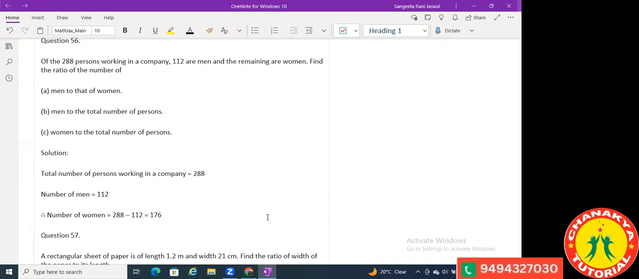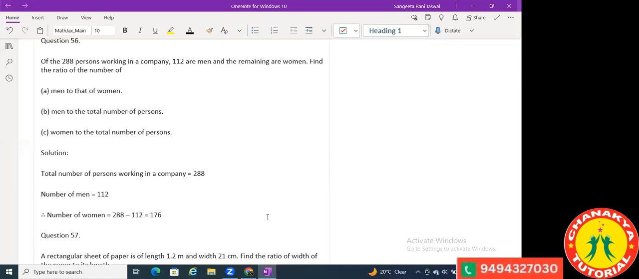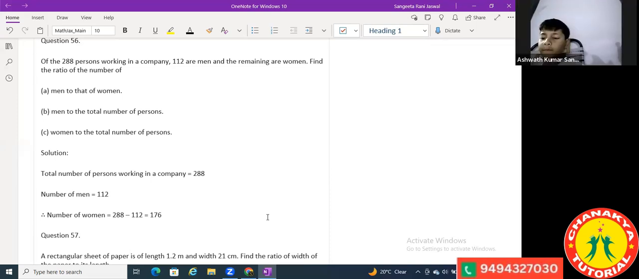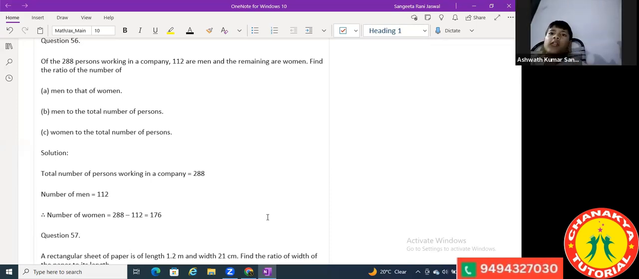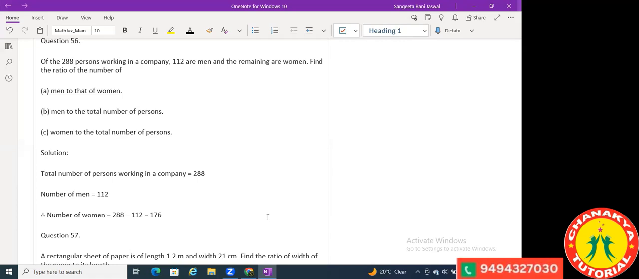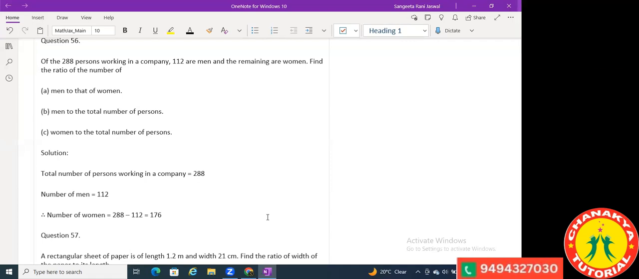Of the 288 persons working in a company, 112 are men and the remaining are women. Find the ratio of the number of men to that of women. Men to the women.